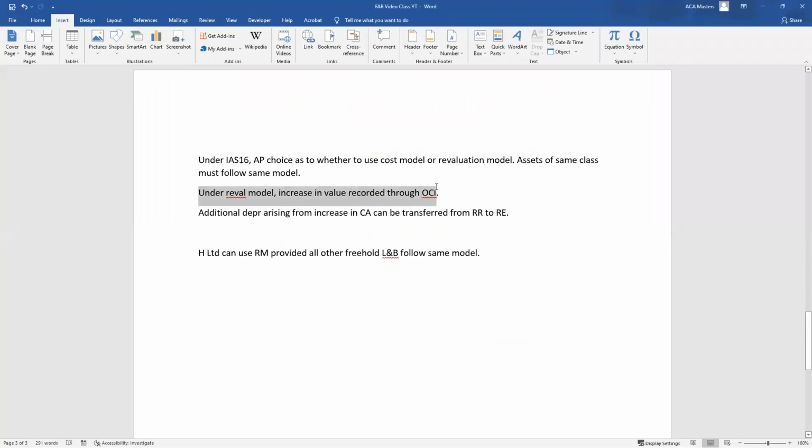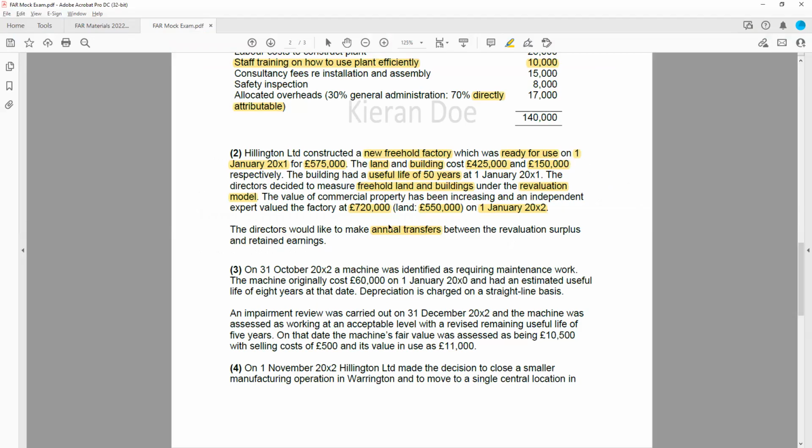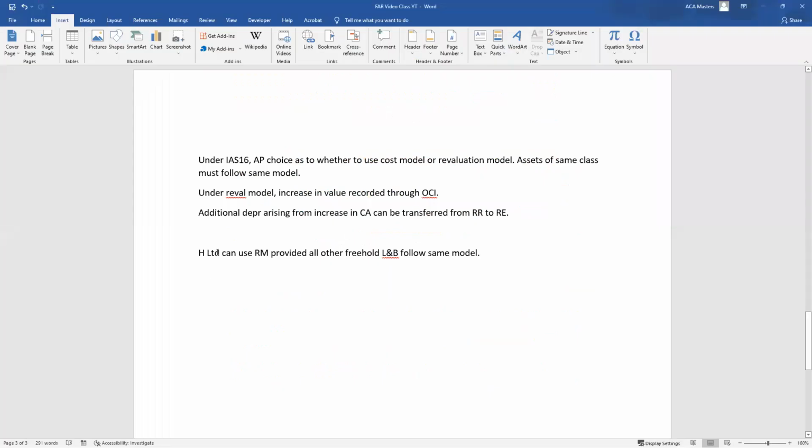So we've said the increase would be recorded through the OCI. We've said depreciation can be transferred from the revaluation reserve to retained earnings. We probably don't need to add too much more. It's mainly here going to be about the numbers, so there isn't too much more we can apply here. We've said that they can follow the revaluation model. We've said what the revaluation model involves. There's probably no benefit in explaining that again. We don't really need to apply that anymore.